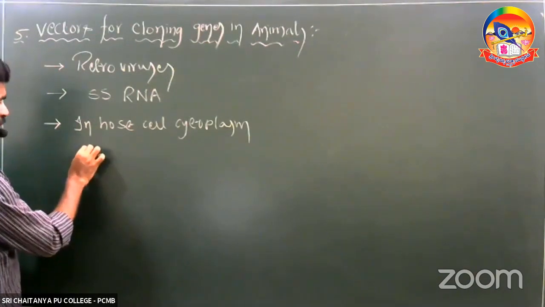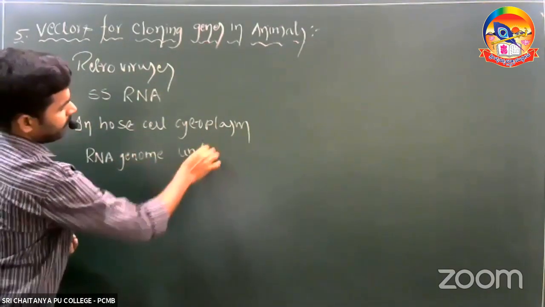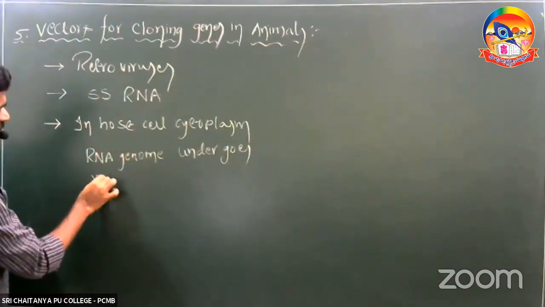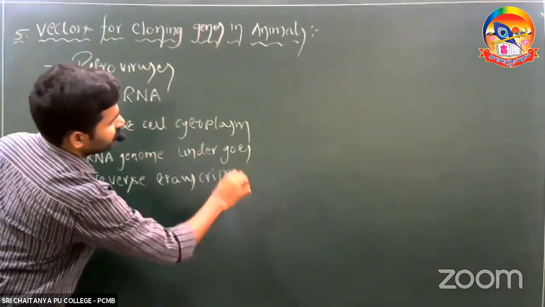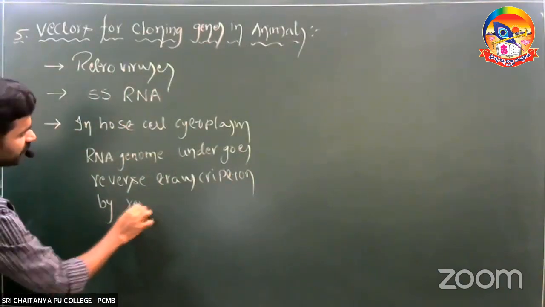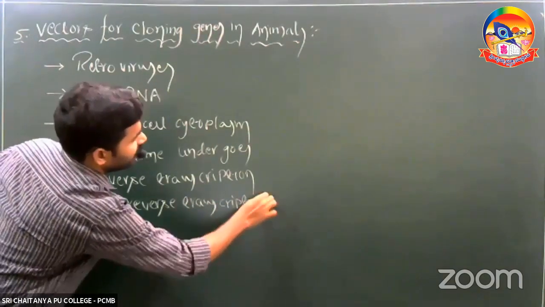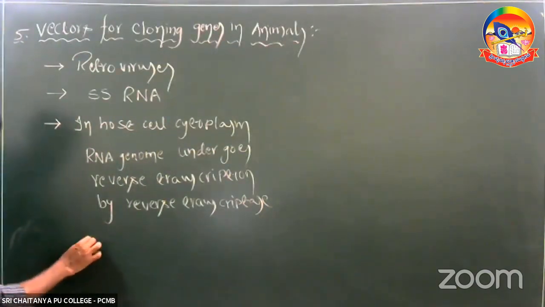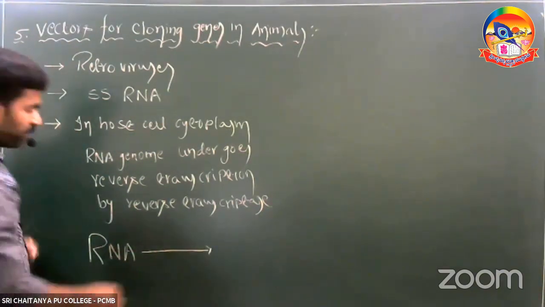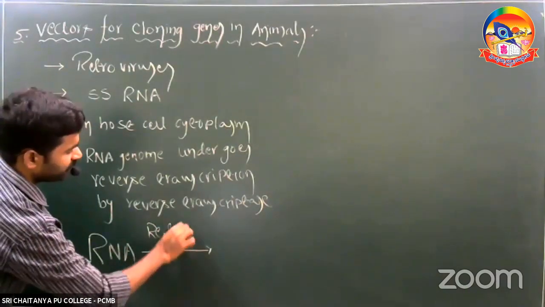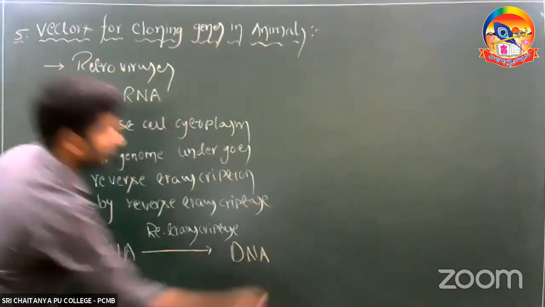So in general, in host cell cytoplasm, that RNA genome undergoes the reverse transcription process by the reverse transcriptase enzyme and forms DNA. It means that single-stranded RNA molecule undergoes reverse transcription by the reverse transcriptase enzyme, resulting in the formation of DNA molecules.